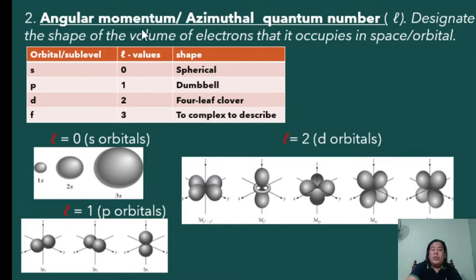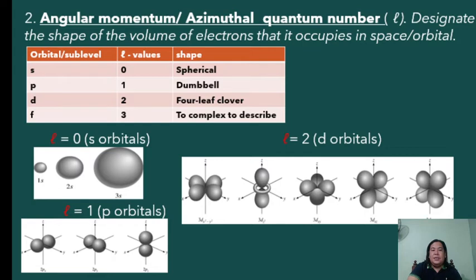So, the important thing when assigning the angular momentum quantum number is the l value. For the s orbital, we have 0, and then p is 1, d is 2, and then f is 3. Since we're talking about numbers, we take the numbers, not the description, which is spherical, dumbbell, and four-leaf clover. We only need this number. These are the values. So, easy to remember: 0, 1, 2, 3, s, p, d, f.